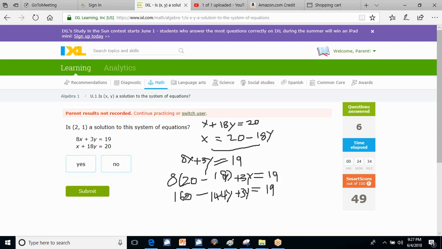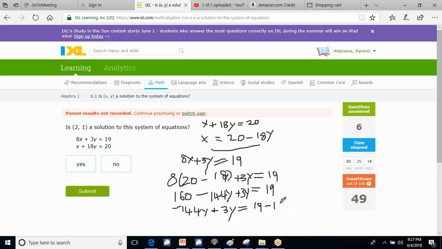So we keep all the letters on one side, all the numbers on the other side. So we'll have minus 144y plus 3y, and that's equal to 19. We're going to bring the 160 to the right hand side. So it becomes minus 160, right?